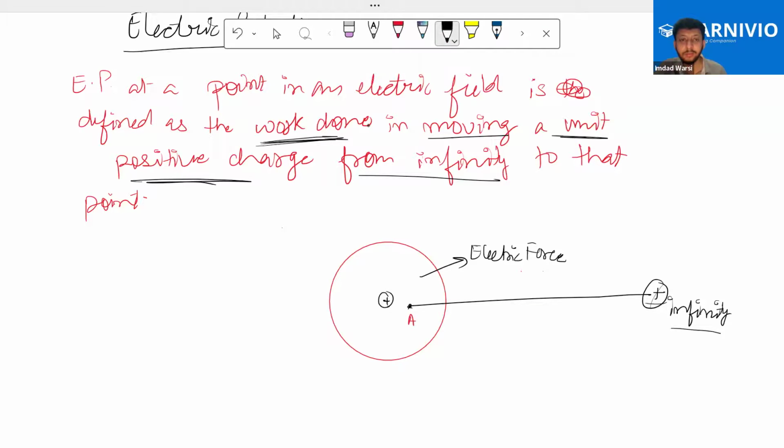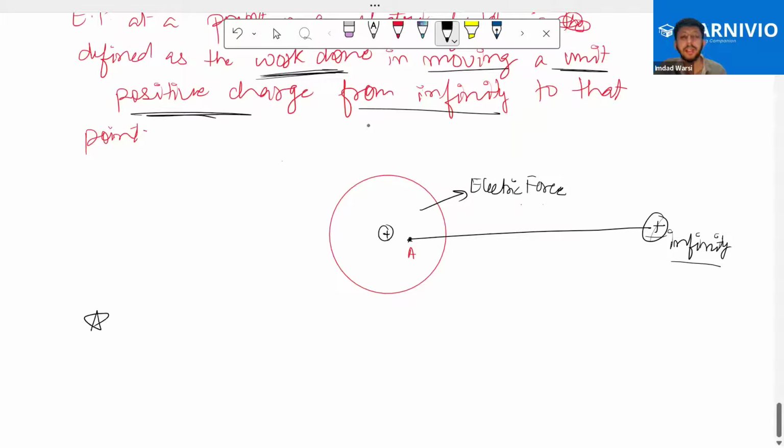Write one star point. Electric potential, I am writing EP. You don't write EP, you write full electric potential. Okay. Electric potential is a scalar quantity.